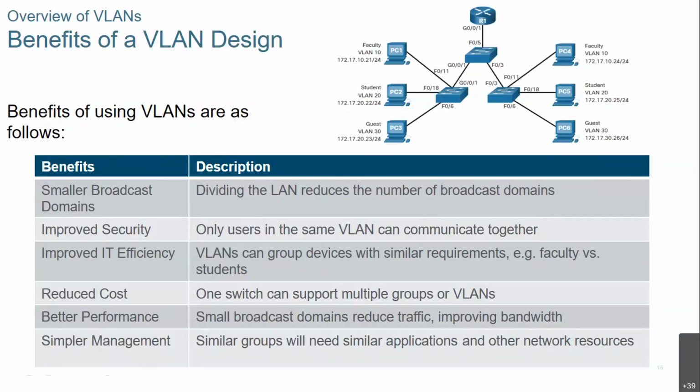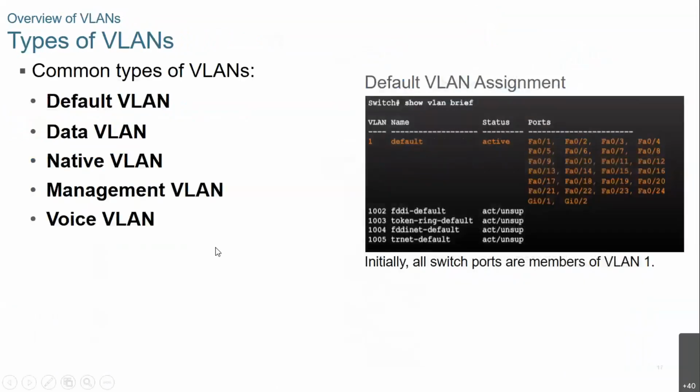So for example, if you are in HR and you are in level 2 and then you are going to be moved to a different department in a different level, we just plug you into the VLAN and then you get the IP address for that VLAN and then you are in a different group. So it's very, very efficient. It's reduced costs, okay, so that it's easier for people to go through different groups and it's easier to support multiple groups in one switch. It has better performance and simpler management.